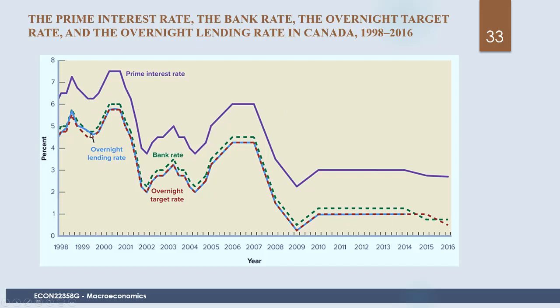The blue line is the overnight rate. That's the actual rate, and then the dotted line that's very close to that blue line is the target. You can see there was some deviation from the target, but for the most part, the target interest rate is very similar to the actual overnight rate. And this other dotted line is the bank rate, so it can't go above that.